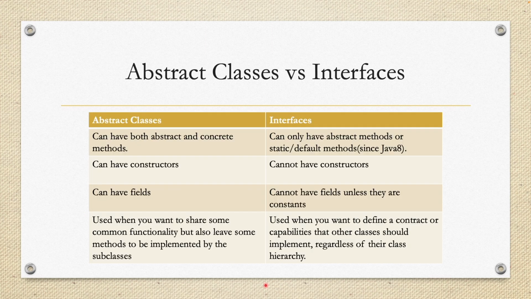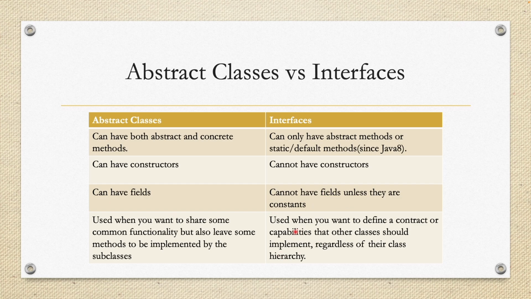So let's take a look at the summary. Abstract classes can have both abstract and concrete methods, can have constructors, and can have fields, whereas interfaces can only have abstract methods or static and default methods. They can't have constructors, and they can't have fields unless they are constants.